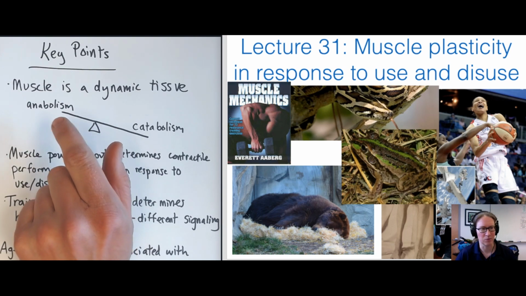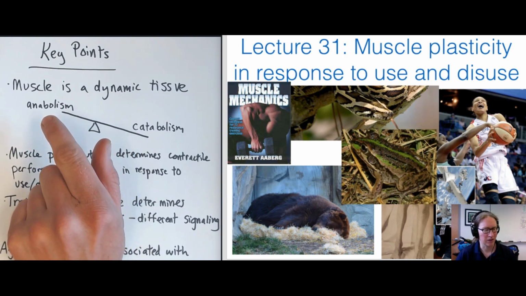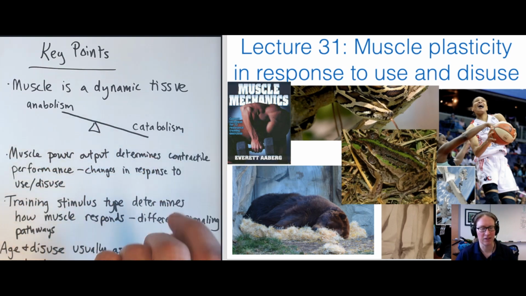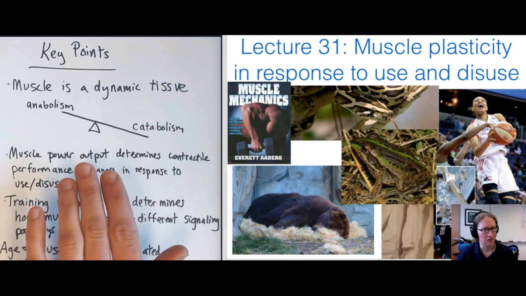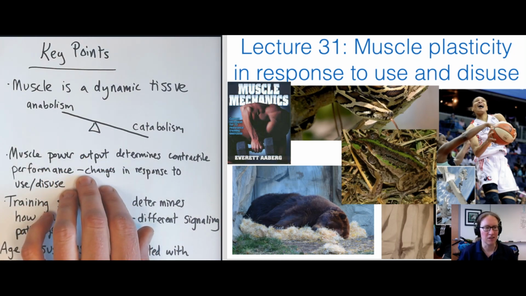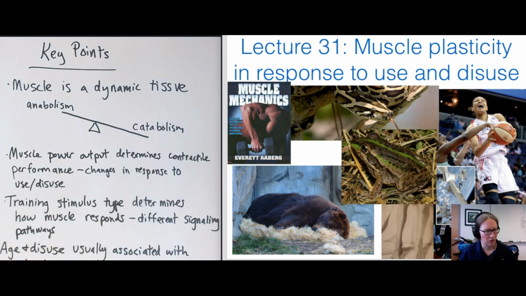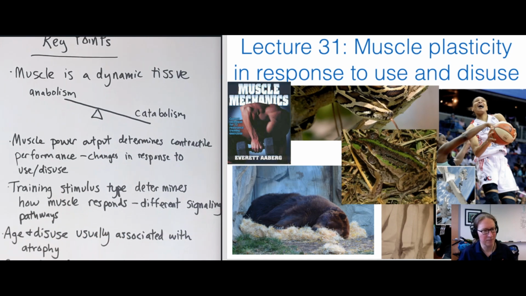muscle size is a product of the relative rates of anabolic and catabolic activities taking place. We're going to look at how muscle power output determines its contractile performance and how power output changes in response to use and disuse. We're going to review how a training stimulus type will determine how muscle responds and the different signaling pathways that are involved in responses to different types of training stimuli.